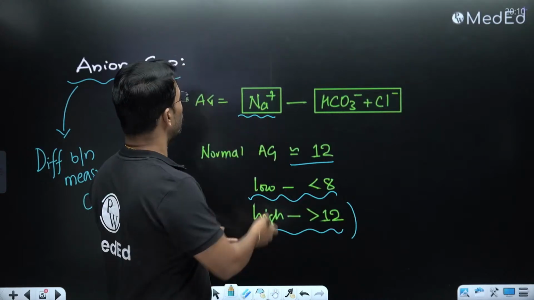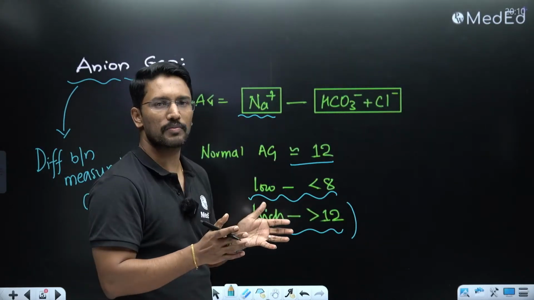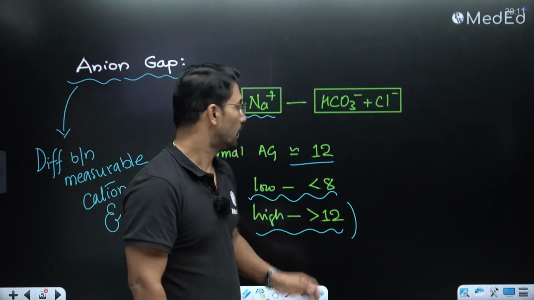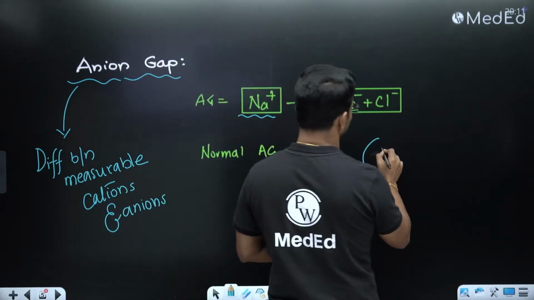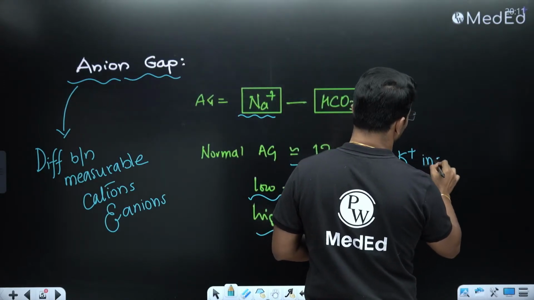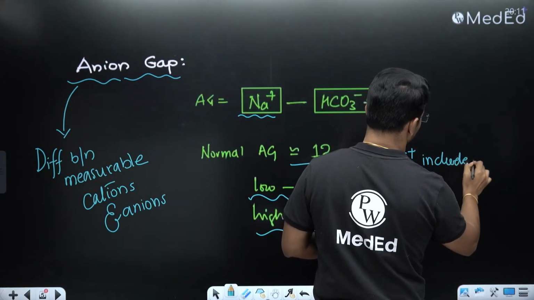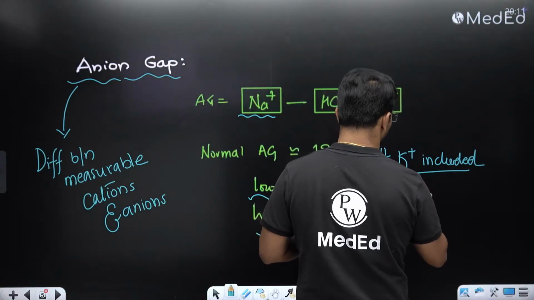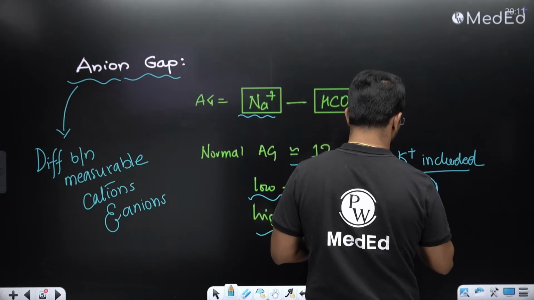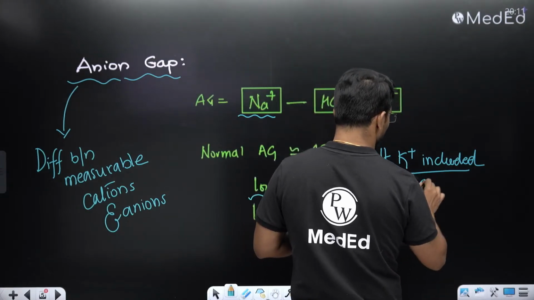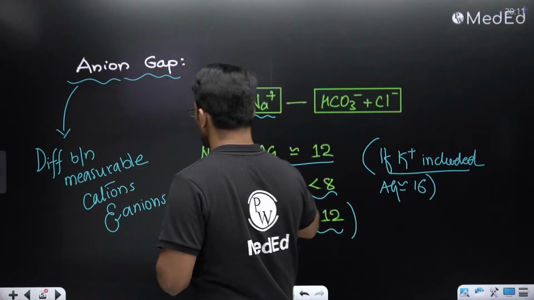Then add 4 to it, because normally potassium ranges between 3.5 to 5.5. You can take a median value of 4. So if potassium is included in the formula, in that case, your normal anion gap becomes approximately 16. We are adding 4 for the potassium.